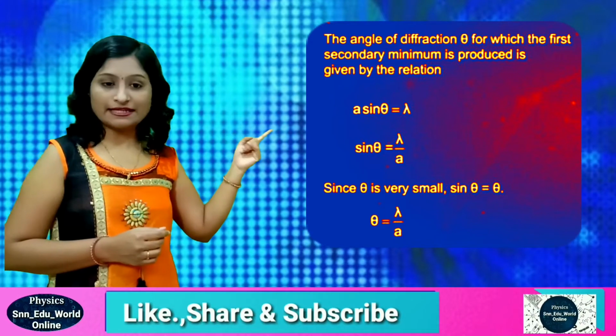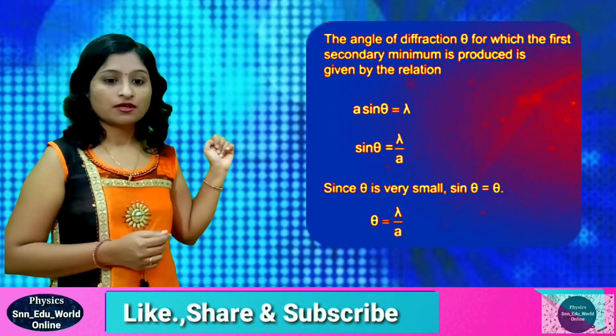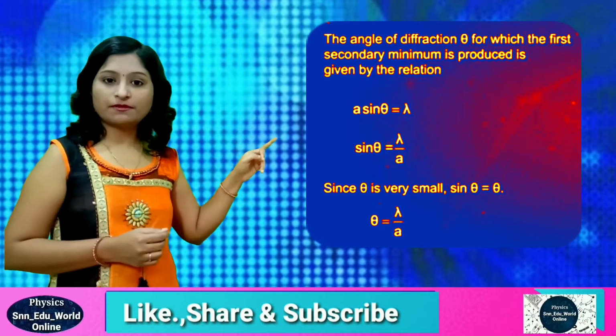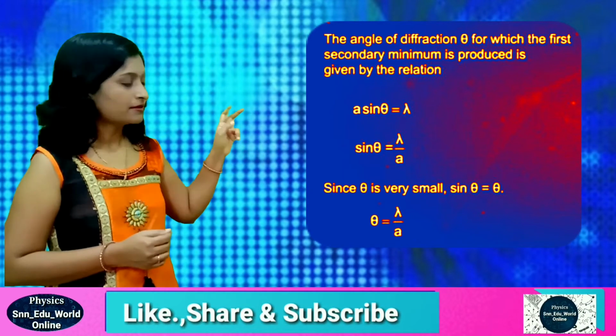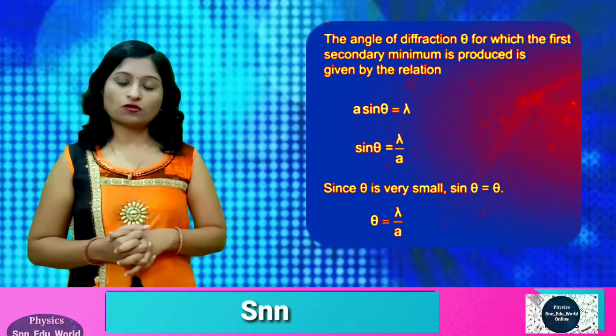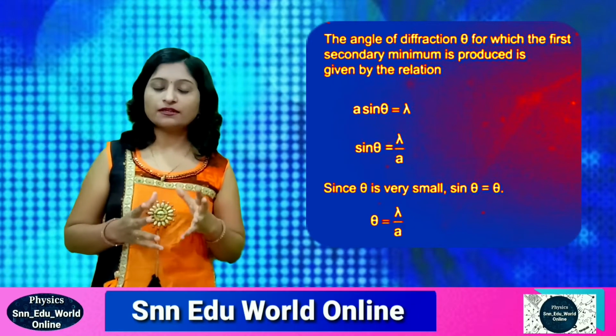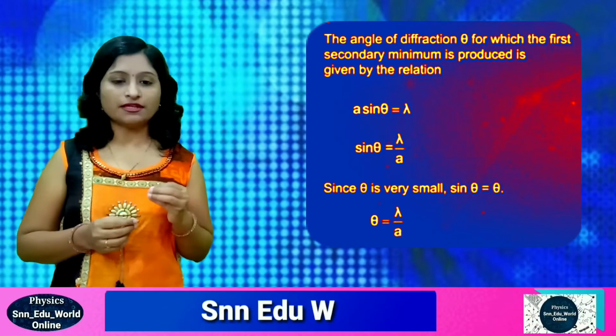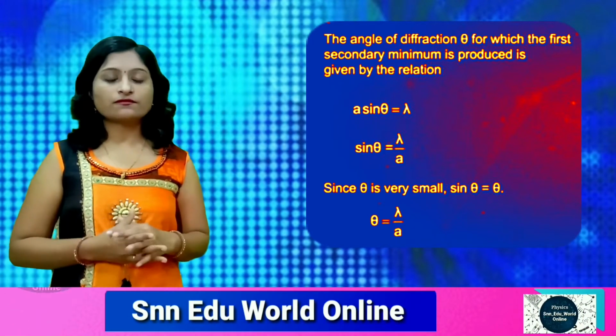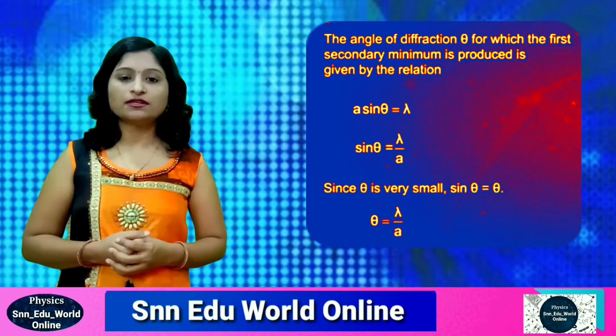We will get here a sin theta equals lambda. So what is sin theta? Lambda divided by a. And then since theta is very small, that tilting of that slit is very negligible. So if theta is very small, sin theta is nothing but theta.